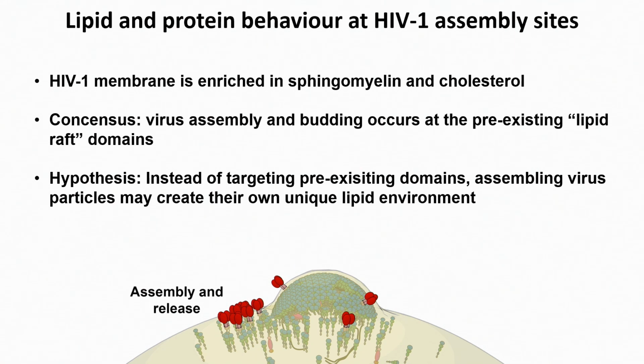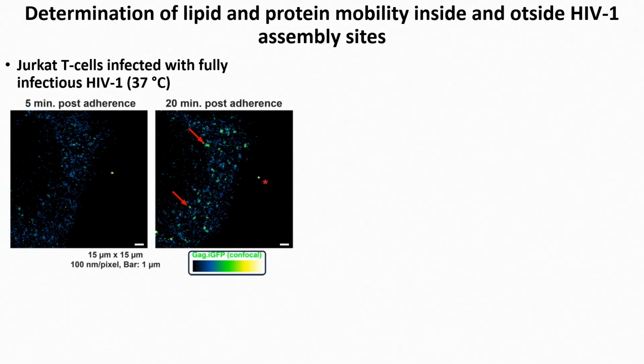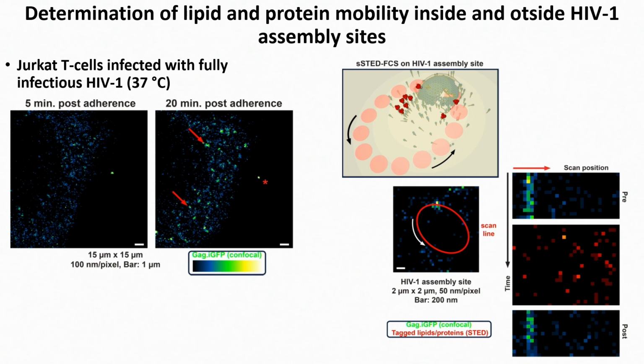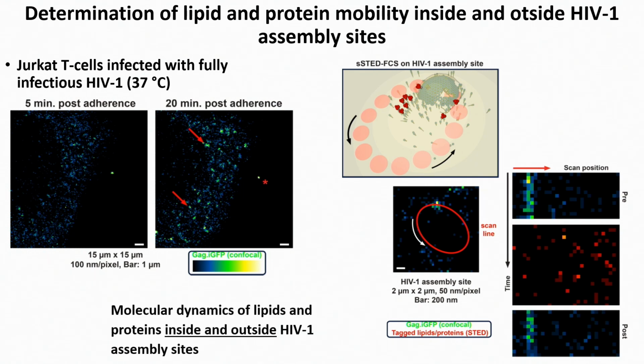But here we wanted to test a hypothesis that maybe instead of targeting pre-existing lipid raft domains, the virus actually creates its own bed for assembly and creates its own unique environment for virus assembly. We did that using fluorescence correlation spectroscopy, but this time in full live cell imaging, where we focused on individual virus assembly sites on infected Jurkat T cells at 37 degrees. We performed fluorescence correlation spectroscopy on areas inside and outside the virus assembly site, so we could gain information not only on what happens at the assembly site, but also just outside of it, and compare the lipid and protein environment inside and just outside.